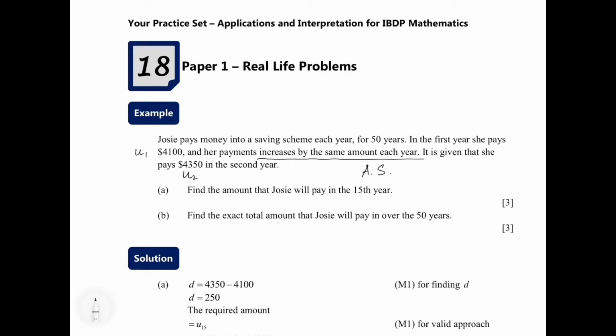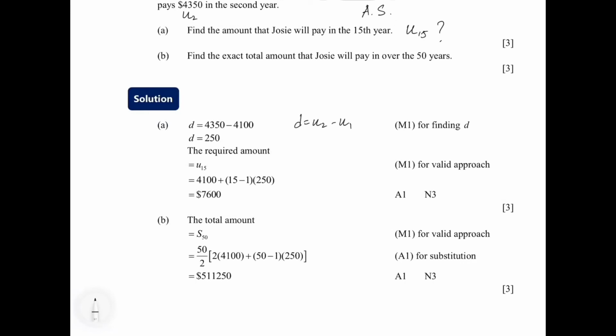So in part A, we are going to find the amount that Josie will pay in the 15th year, which means we are going to find the value of U15, the 15th term of this arithmetic sequence. From the background information, as we are given the values of the second term and the first term, we can use the formula d equals U2 minus U1 to find the common difference. Considering the second term 4,350 and the first term 4,100, we take the direct subtraction 4,350 minus 4,100, which is 250.